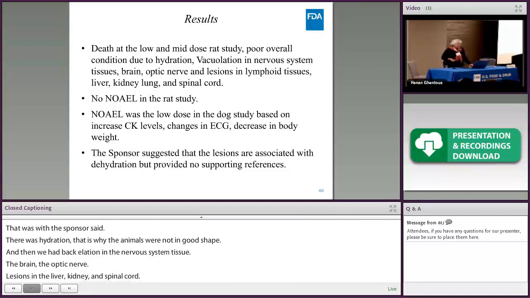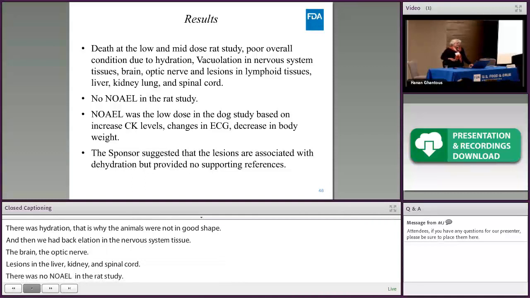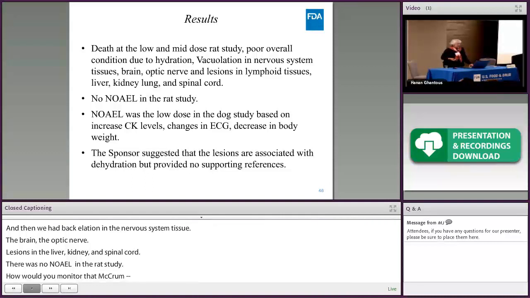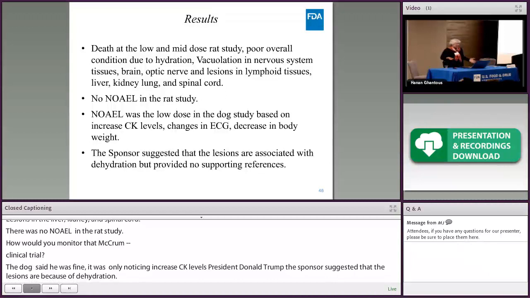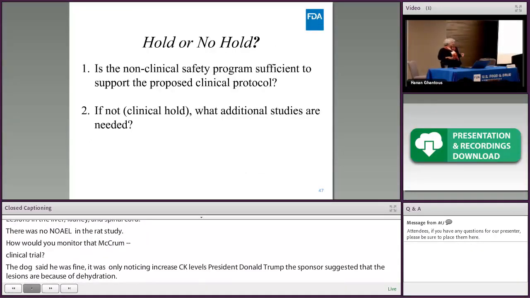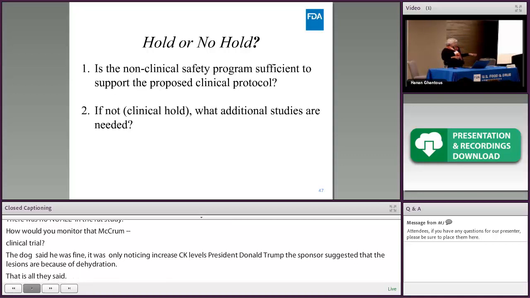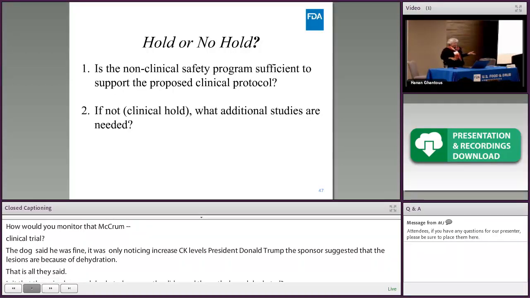So vacuolations in the nervous system, I mean, how would you monitor that in a clinical trial? So the dog study was fine. There was a NOEL in it, and it was only based on increase in the CK levels and changes in ECG, so that was not a problem. So the sponsor suggested that the lesions are because of dehydration. That's all they said. Well, dehydration where? Is it the animals were dehydrated, or were the slides in the pathology dehydrated? We couldn't figure that out.